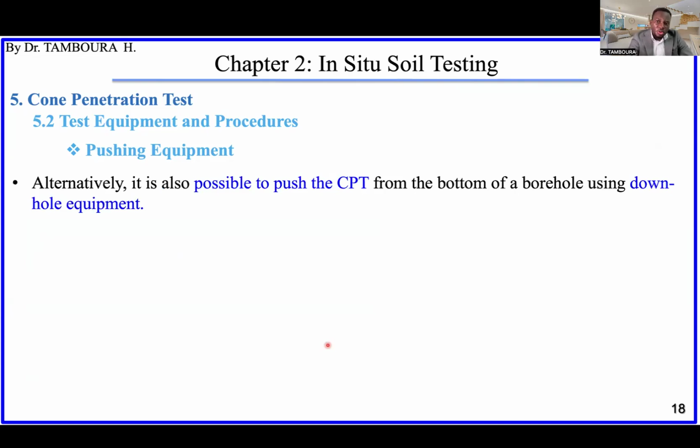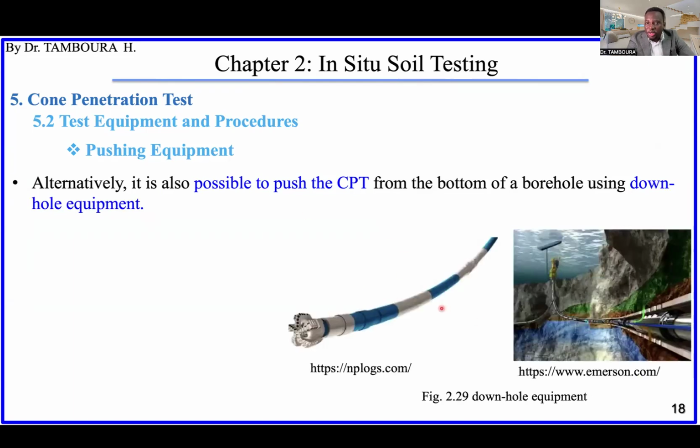Alternatively, it is also possible to push the CPT from the bottom of a hole using downhole equipment. If you know downhole equipment, this kind of equipment is used mainly in oil and mining underground. You can see this one is at the bottom of the sea, and it is pushing this kind of equipment. But for CPT, it doesn't work exactly like that. This is just the definition to let you know what downhole equipment is.